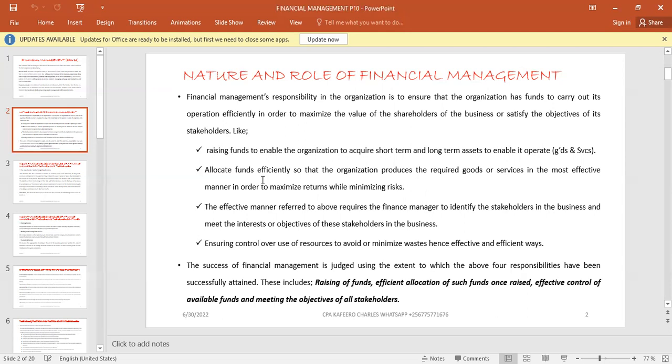We may have the government, the public, the shareholders, and financial institutions, and we see how each of those is able to look at how we can get what they want. And that's what we are looking at when we see the roles of financial management.